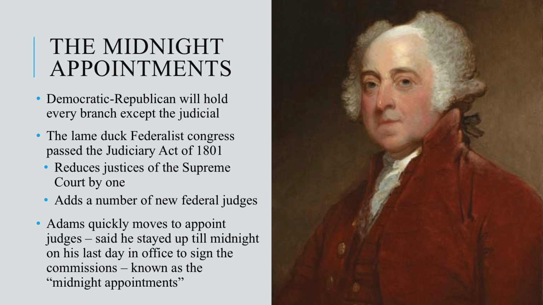When the newly elected officials would take office, Democratic Republicans would hold every branch except the judiciary. In the lame duck session of Congress, Federalists passed the Judiciary Act of 1801. This act reduced the number of justices on the Supreme Court by one and added a number of new federal judges. Once the act was passed, Adams moved quickly to fill the appointments before Jefferson would take office. It was said that he stayed up till midnight on the last day in office to sign the commissions, and therefore they became known as the Midnight Appointments.